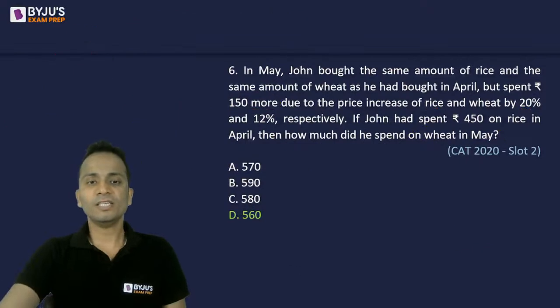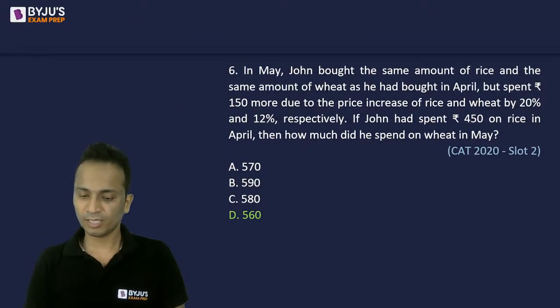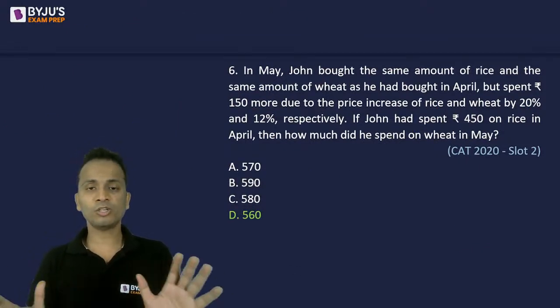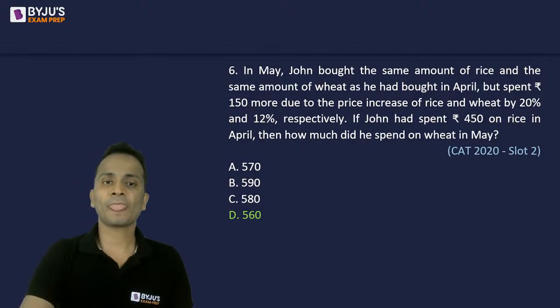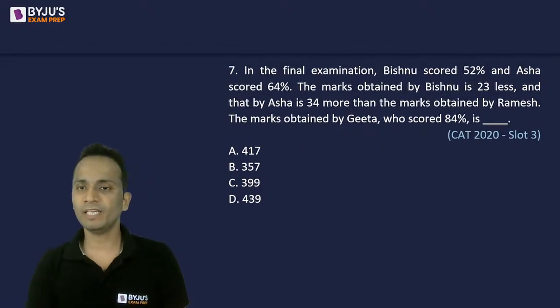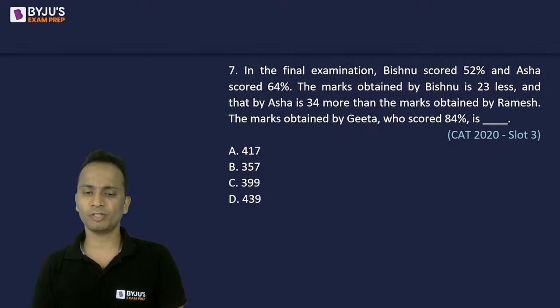All right. So that was question number 6. Three students, all three of you have given the correct answer. Let's move on and look at question number 7, CAT 2020 slot number 3.